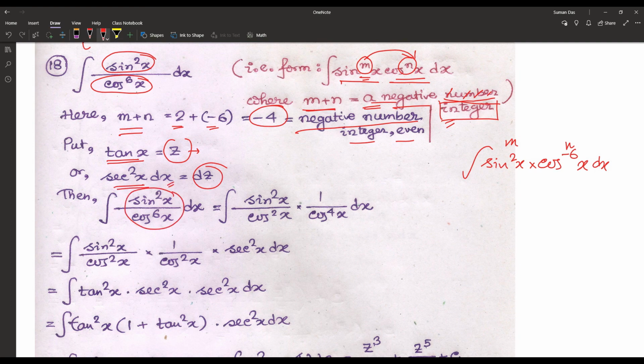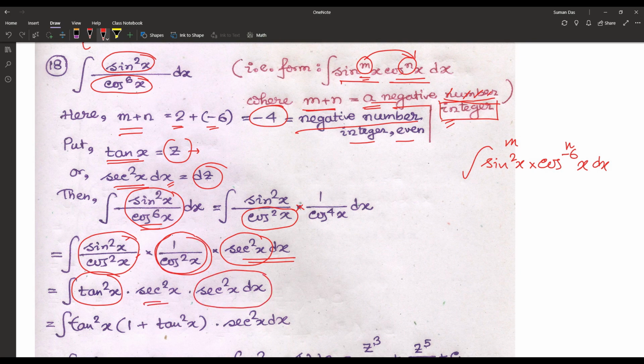Sin square x divided by cos to the power 6x. So we are writing it as sin square x divided by cos square x into 1 by cos to the power 4x. Once again, 1 by cos to the power 4x can be written as 1 by cos square x into 1 by cos square x, which can be written as sec square x. So here sin square by cos square x can be written as tan square x. Now that is sec square x and that is sec square x dx. Now we have to put the value.